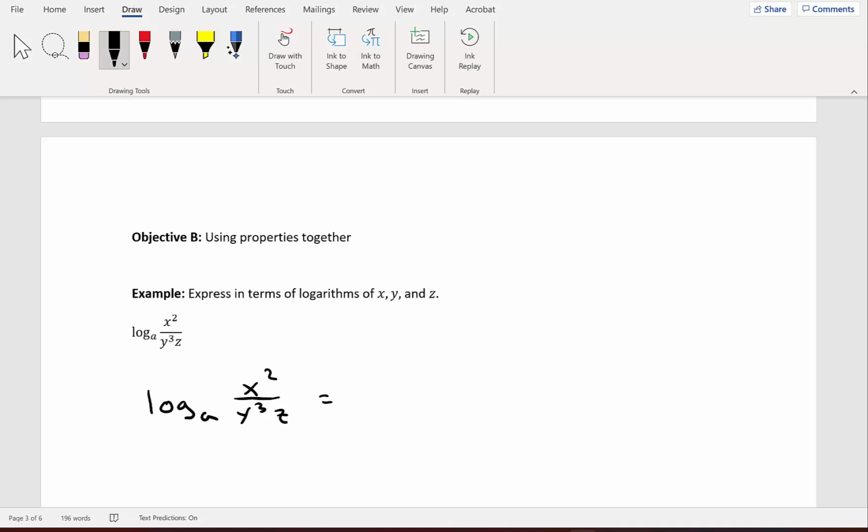Okay, well first, since I'm dividing, I can expand this out with subtraction. So I have log base a of x squared minus log base a of y cubed times z. But now this log I could expand out even further since I'm multiplying my y and z with each other. When I'm multiplying, I use addition.